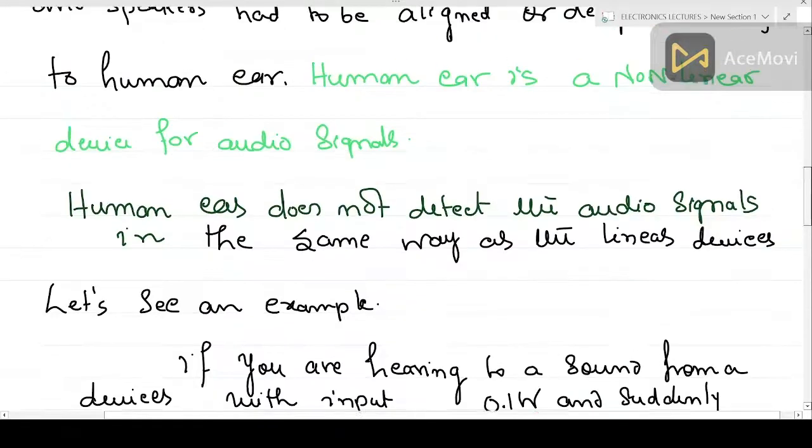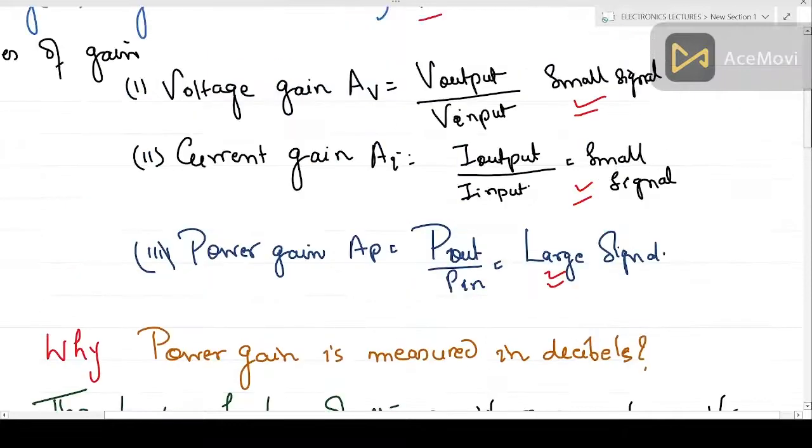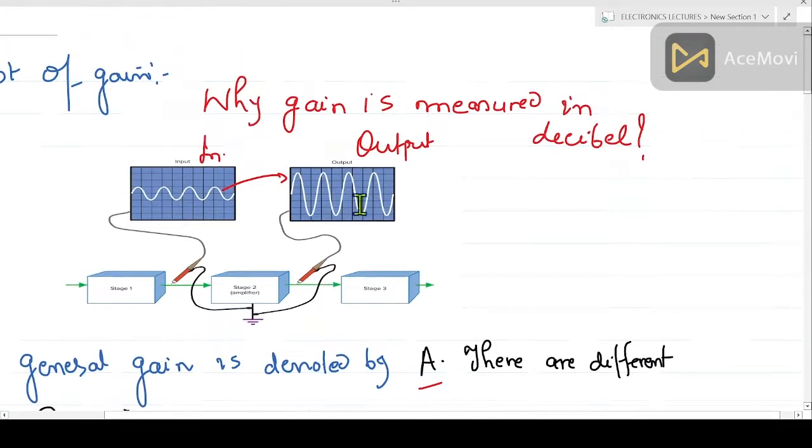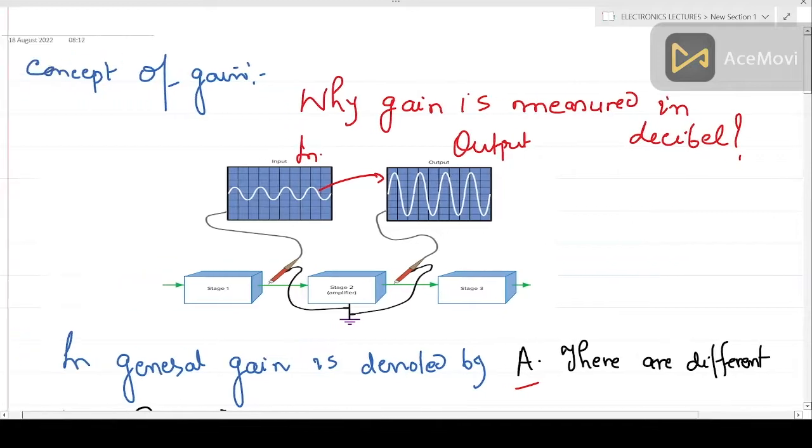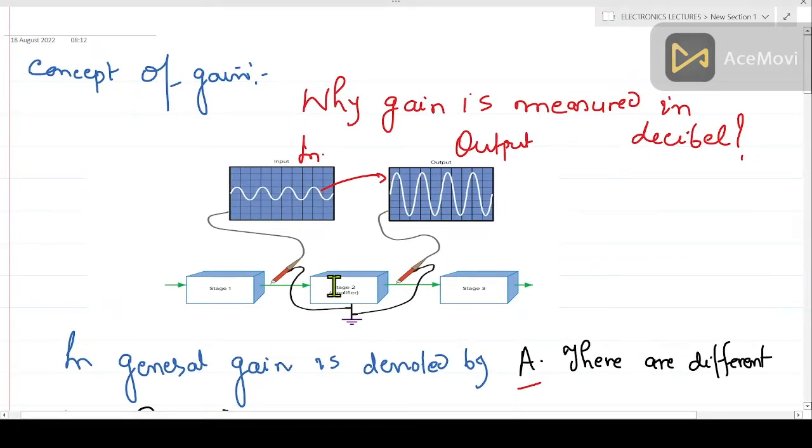So if someone asks you why we measure gain in decibels, you can easily answer: basically the amplifiers are designed for amplification of sound signals, of audio signals, and this is the whole reasoning. The gain is measured in decibels because it was designed for audio signals that are detected by the human ear, and the human ear detects logarithmic values.